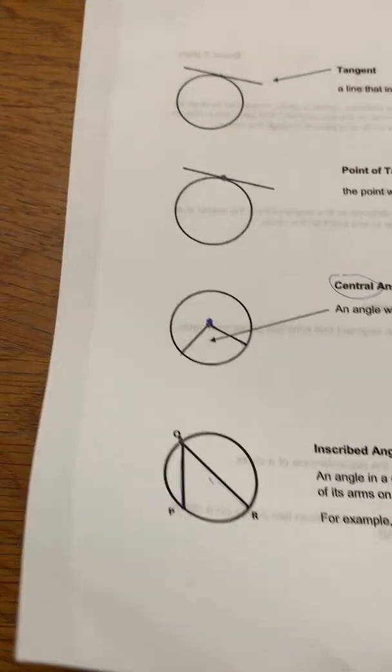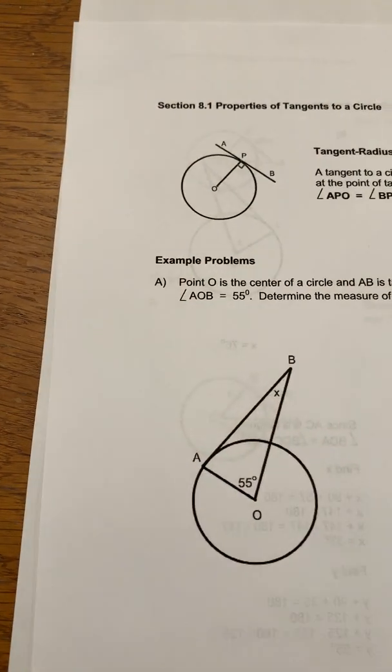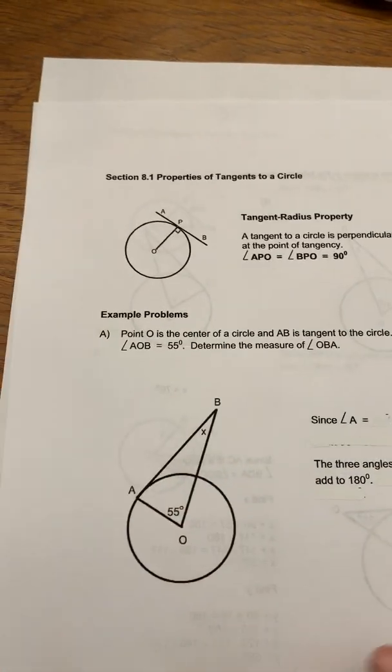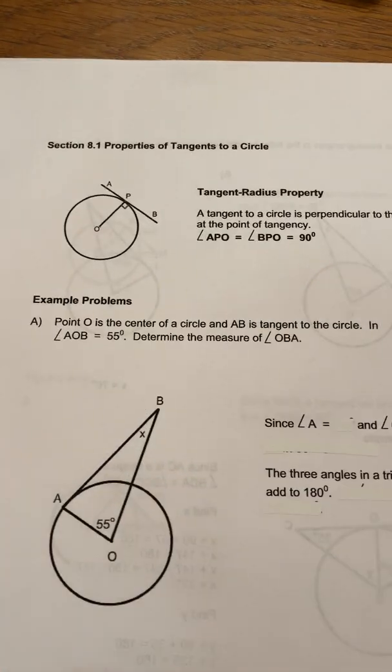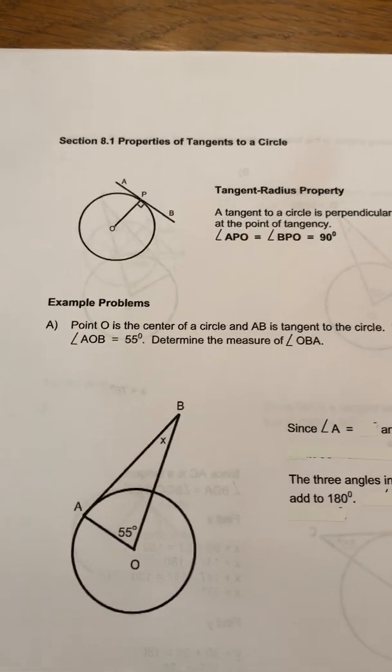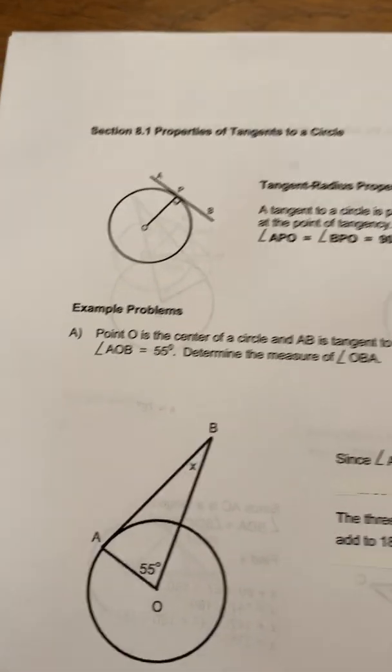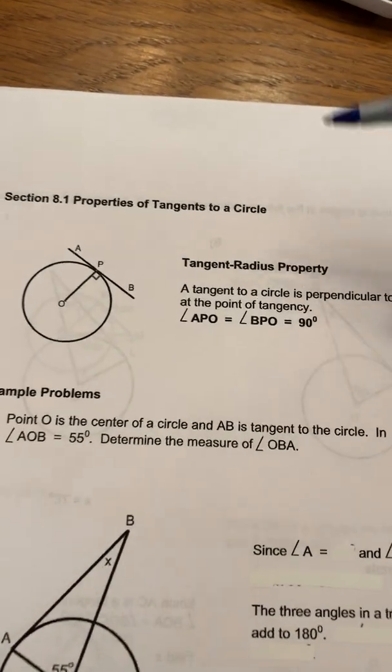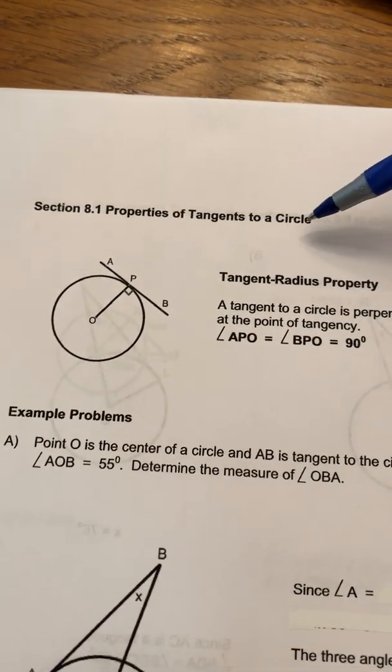All right. So why did Mrs. Rosso make you do a whole bunch of work on the Pythagorean theorem and the interior sum of angles of the triangle? And that is because we are going to use those properties. Okay, so let's talk about the first one, which is properties of a tangent to a circle.